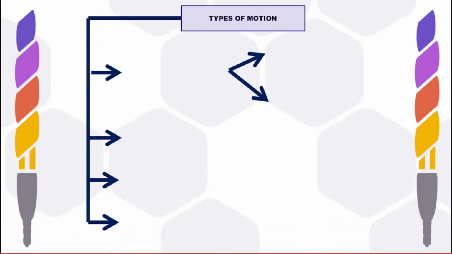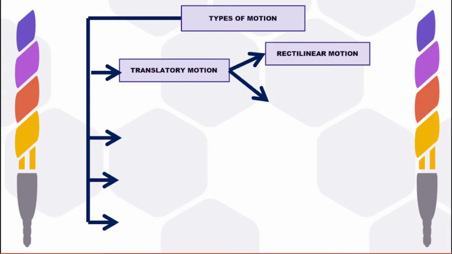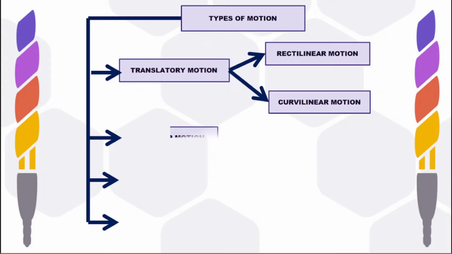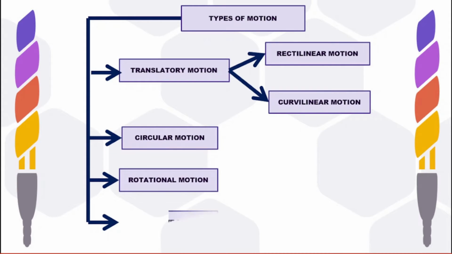Next we are going to discuss types of motion. Normally we can divide it into many types. The first one is translational motion. Further, translational motion is divided into 2 types: one is rectilinear motion and the other is curvilinear motion. Then circular motion, rotational motion, and repetitive motion. So these are the ways we can classify the types of motion.